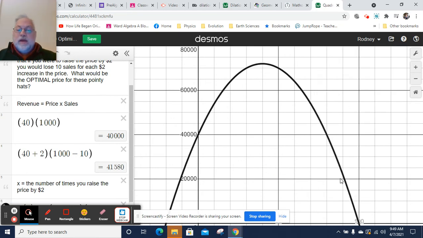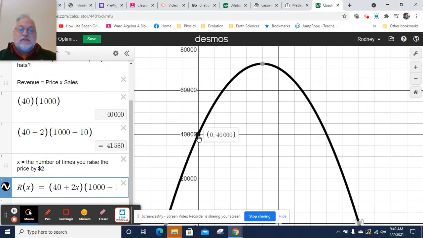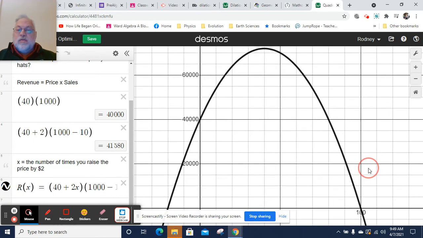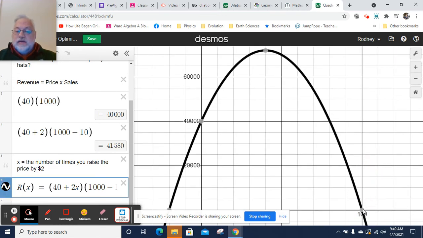So here we've got my graph, and here are some key points on this graph. We've got a y-intercept. Y-intercept is when I haven't raised the price at all, and I've got 40,000 income. Down here is an x-intercept when I've raised the price so much. Somewhere in there. Oh, it's down here. I'm sorry. Actually, I'm going to scroll up, move up a little bit. Here's my x-intercept where I have raised the price so many times that no one wants to buy my pointy hats, or you have, I should say.